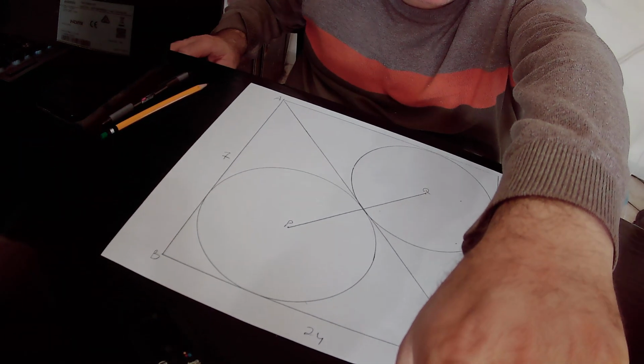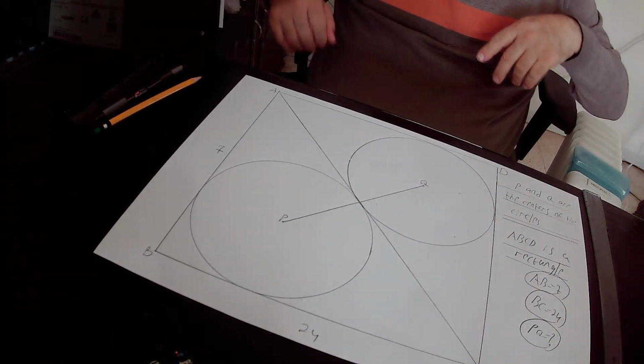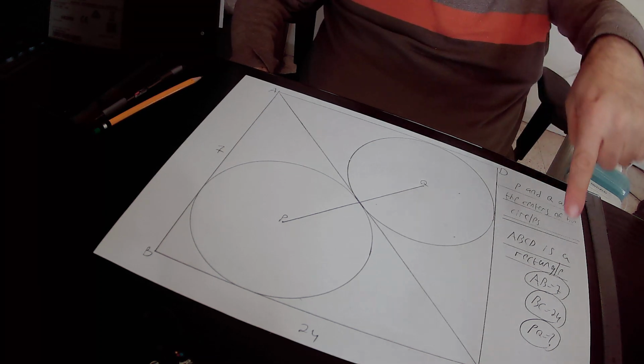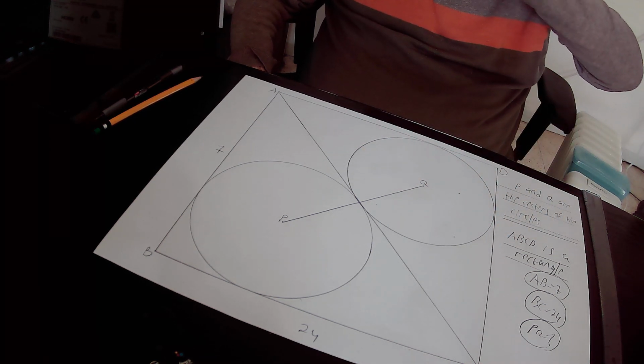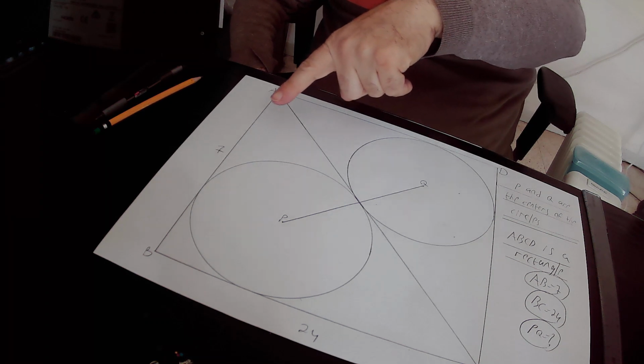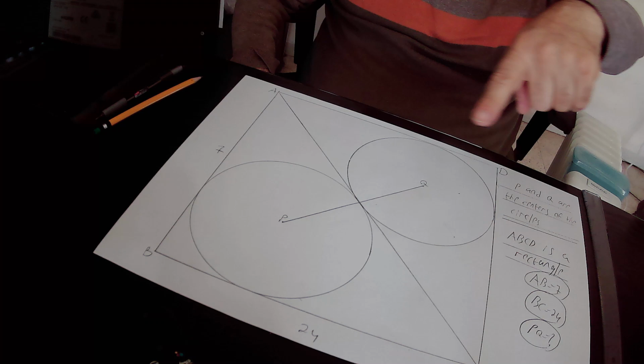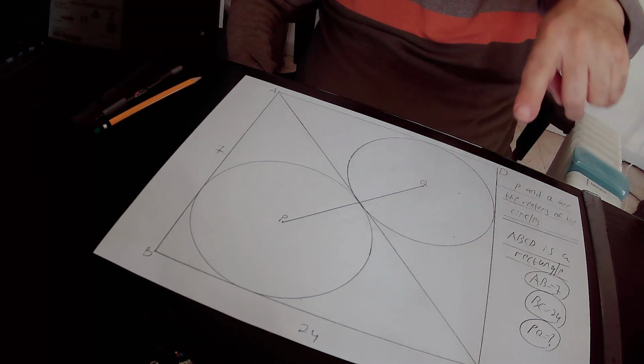Now in this lecture you'll find out the distance between the centers of two circles. In the drawing we have rectangle ABCD. Side AB of this rectangle is equal to 7 units in its length. Side BC equals 24 units in its length.